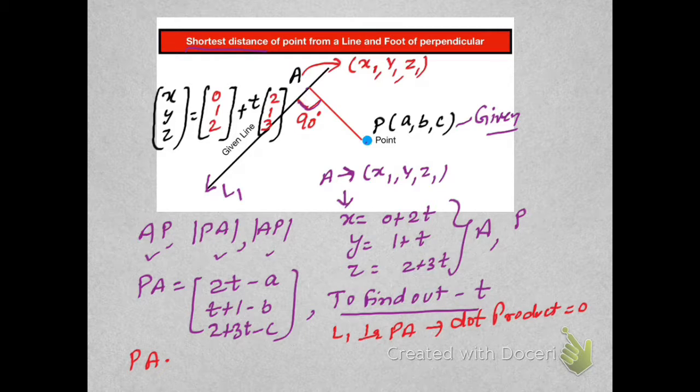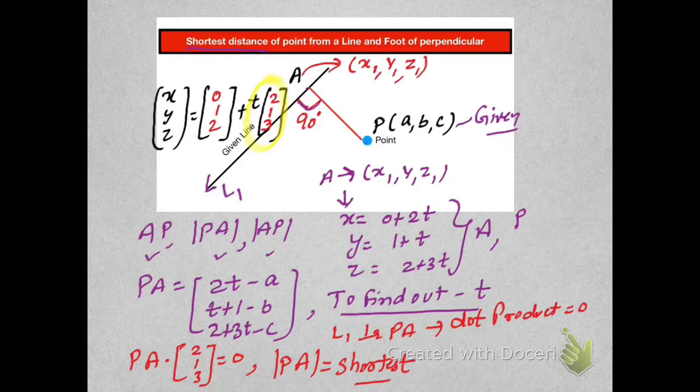If you concentrate on the yellow part, (2, 1, 3), this is the parallel vector to the line L1. When you take the dot product of PA and (2, 1, 3), that has to be 0. Using this relationship, we can easily find t, and once you get t, you can find the magnitude of vector PA. That will be your shortest distance.